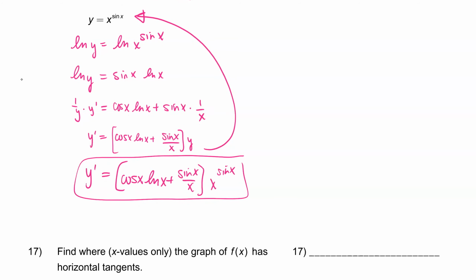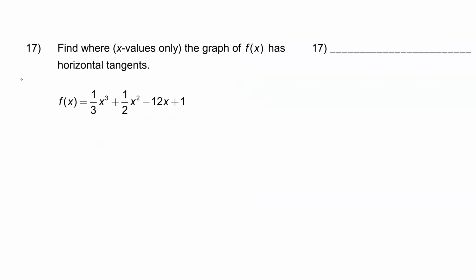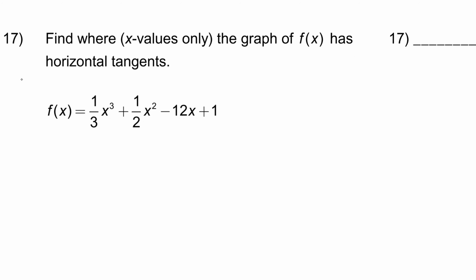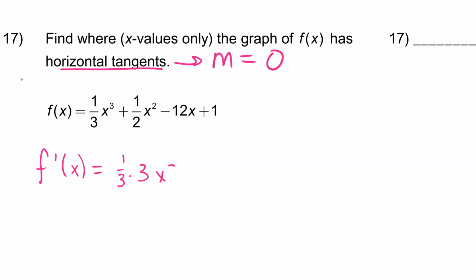Questions over 16 before we do 17? Okay, you'll recognize 17 is very similar to a previous problem you've done. Find where, x values only, the graph of f of x has horizontal tangents, meaning the slope is equal to 0. Well, to find the slope, we take the derivative. So f prime of x is going to be 1/3 times 3x squared plus 1/2 times 2x minus 12. Alright, so I'm just going to rewrite this as x squared plus x minus 12 equals f prime of x.